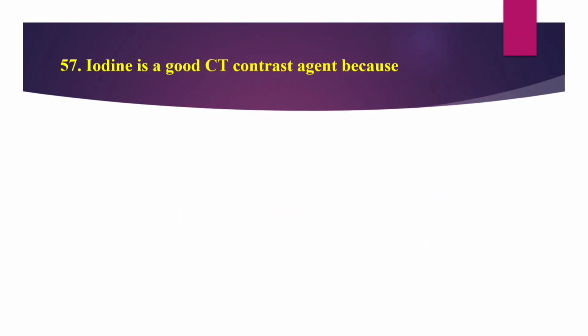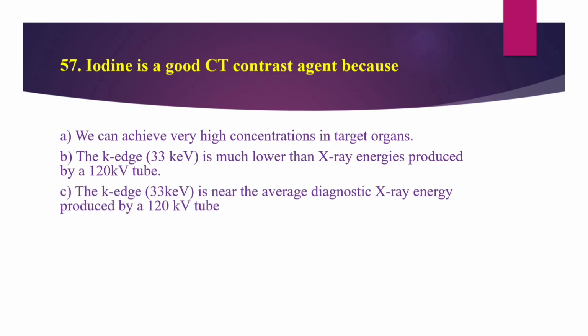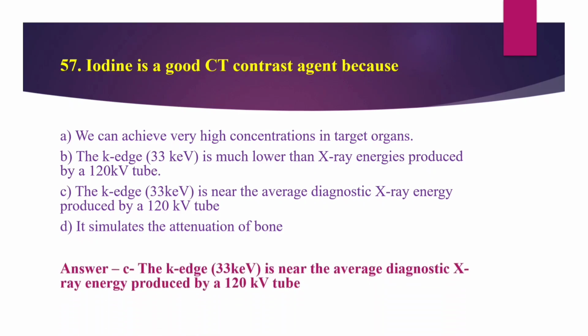Moving on to the next question, question number 57. Iodine is a good CT contrast agent because: Option A, we can achieve very high concentration in target organs. Option B, the K edge is much lower than X-ray energies produced by a 120 kV tube. Option C, the K edge, that is 33 keV, is near the average diagnostic X-ray energy produced by a 120 kV tube. And option D, it simulates the attenuation of bone. So the answer is option C.